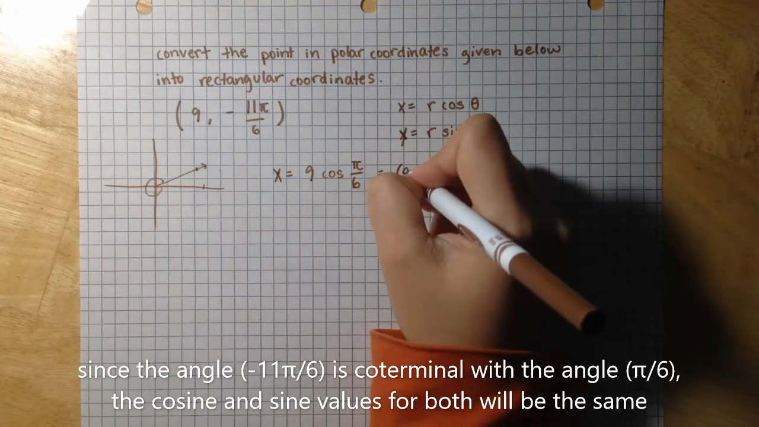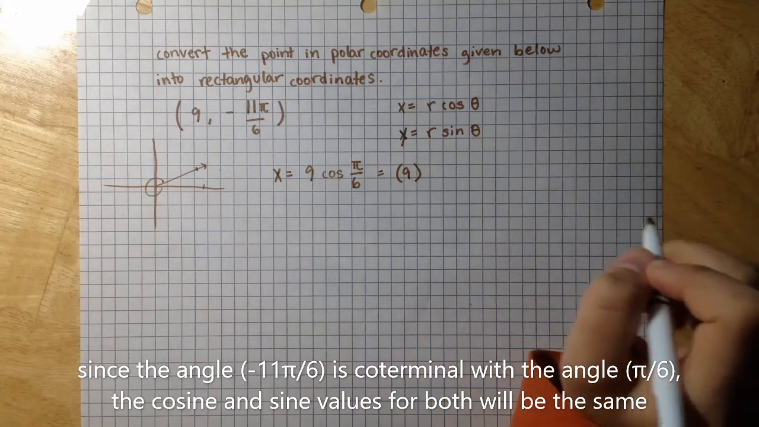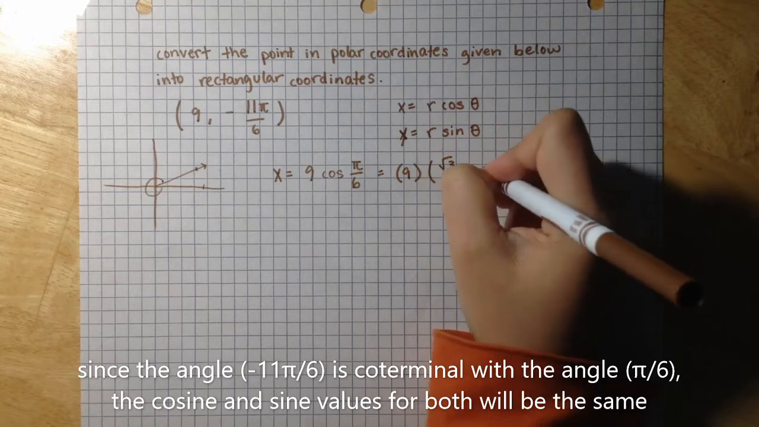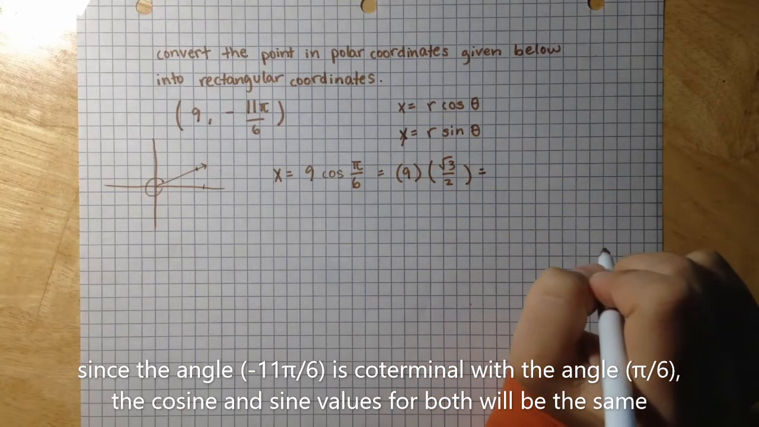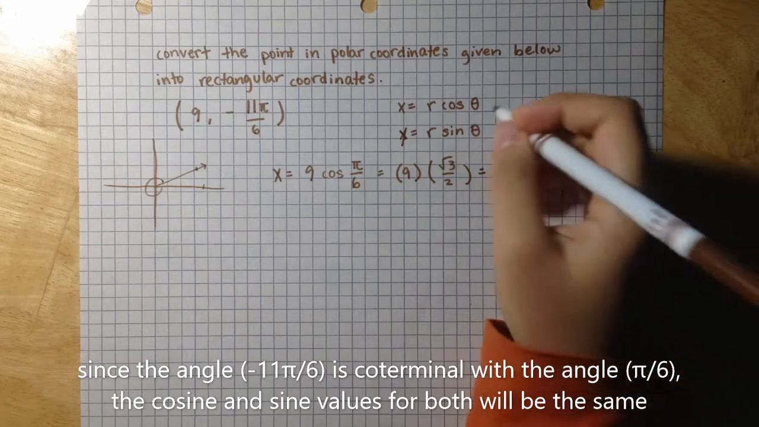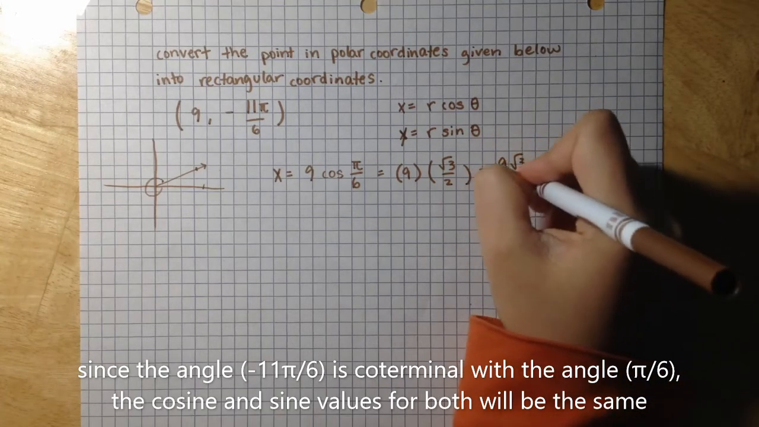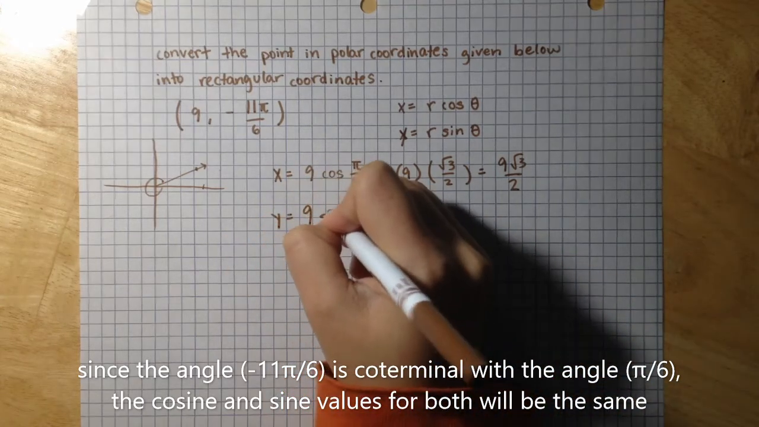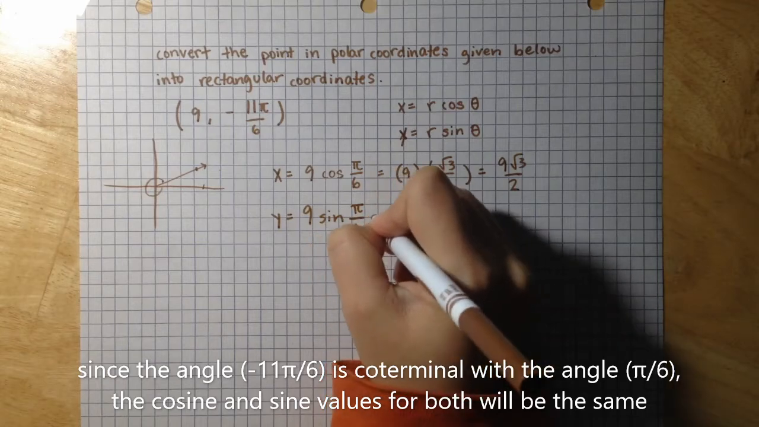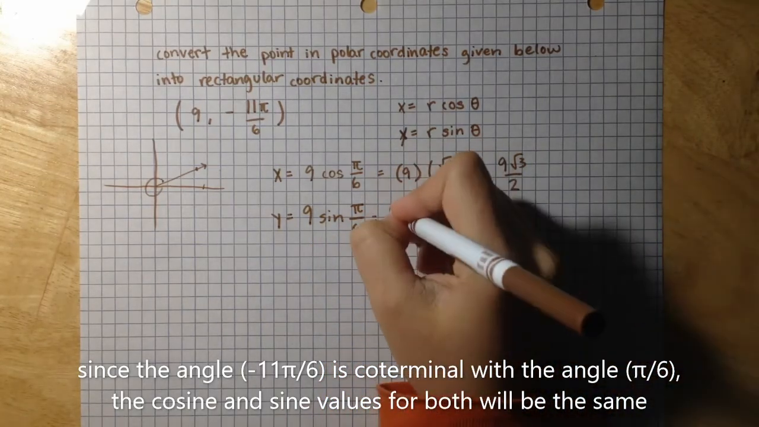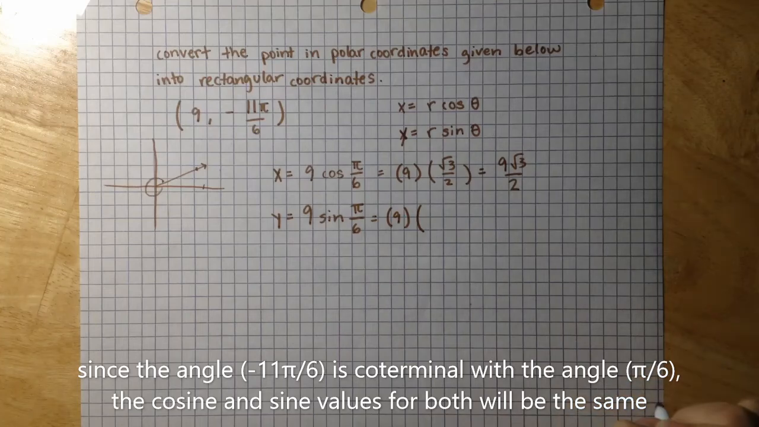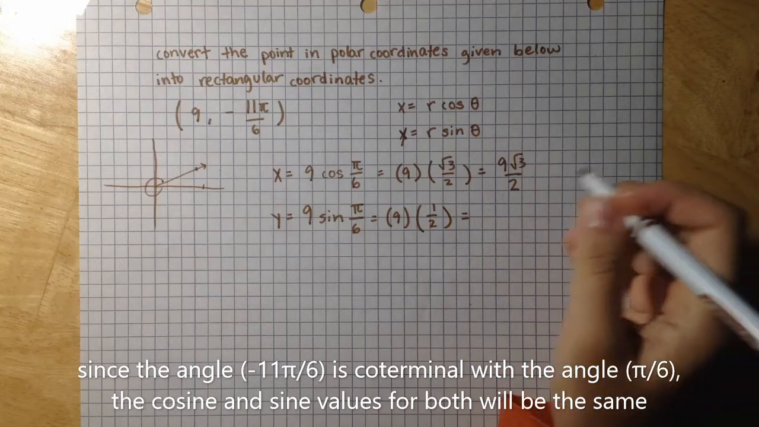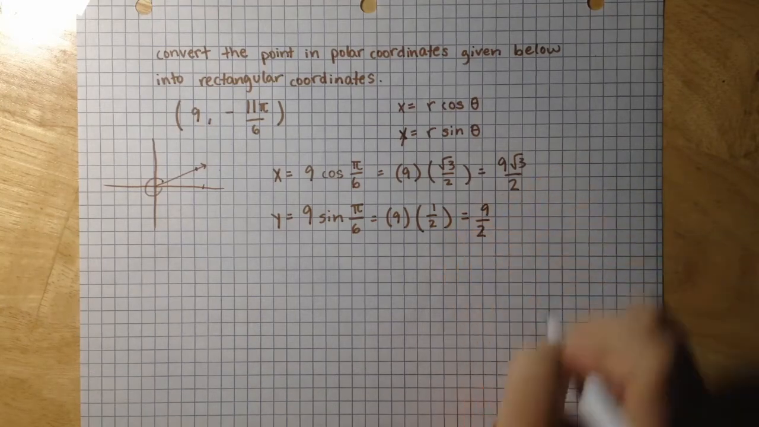And using the unit circle, you get the cosine value of π/6 to equal radical 3 over 2. So our x value for this will be 9 radical 3 over 2. And then our y value is 9 times the sine of π/6. So using the unit circle, the sine value of π/6 is 1/2. So our y value for our rectangular coordinates is 9/2.